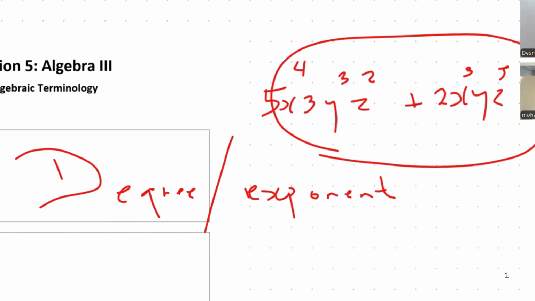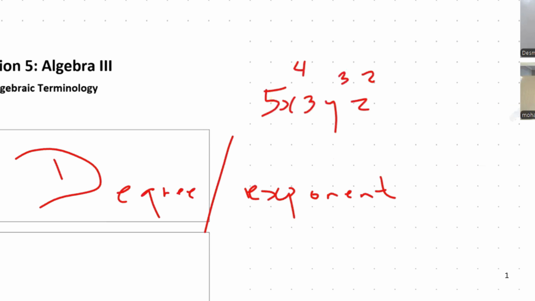Let me get rid of this, because now we are talking about degree. Degree is like exponent, right? I need to be specific again. What is the degree of the variable x? 4. The degree of x is 4.